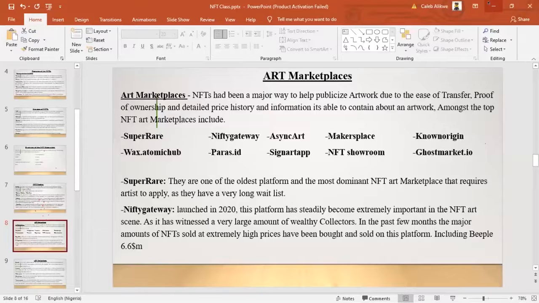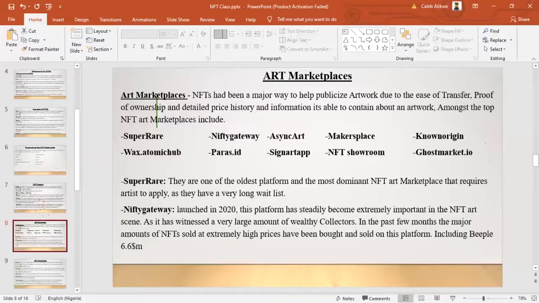Okay, so while we wait, let me just go through everything, then I can come back and open each platform one by one. Then you have art marketplaces. NFTs have been a major way to help publicize artwork due to the ease of transfer, proof of ownership, and detailed price history and information it's able to contain about an artwork.